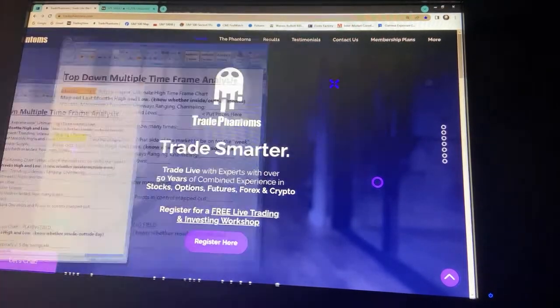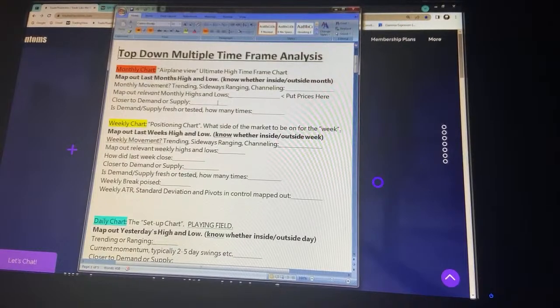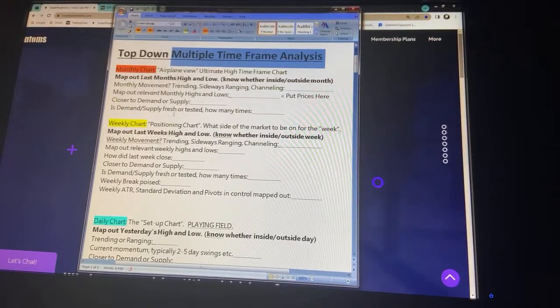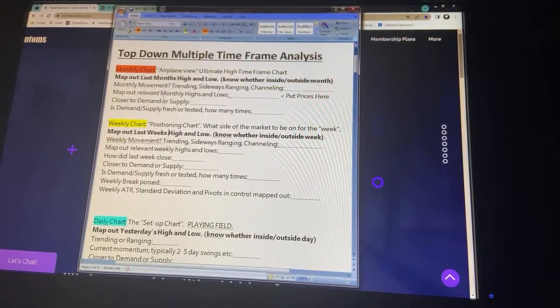I always bring this up every day just to acclimate. The backdrop of Phantoms is institutional order flow, demand and supply, beginning with what's called the top-down approach, focusing on the higher time frames and then drilling down to the smaller time frames. So we use multiple time frame analysis, as always. Here's a checklist that I give to the members with the team. It asks a couple of questions on the monthly, weekly, daily higher time frames, top down. What's the structure, location, things of that nature?